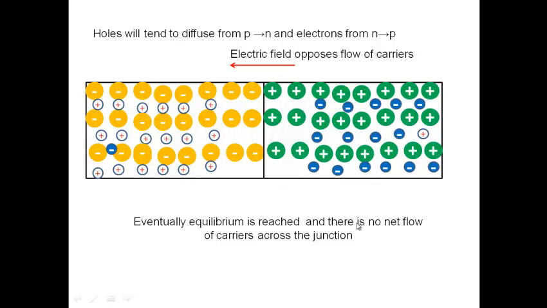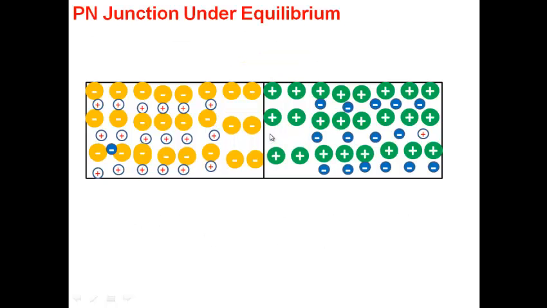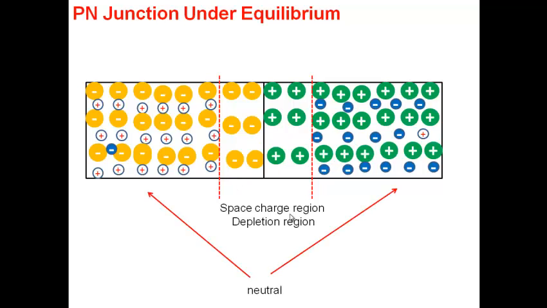Equilibrium will be reached when there is no net flow of carriers across the junction here. And as a result of this, what has happened is this region close to the junction becomes depleted of carriers. This region has lost its electrons. It doesn't lose all of them, but the electron density here obviously becomes much smaller than the electron density here. So this becomes depleted of electrons. This becomes depleted of holes, and therefore we call this region a depletion region because it's depleted of carriers. Another name for this is space charge region. All right. And of course all this is close to the junction here.